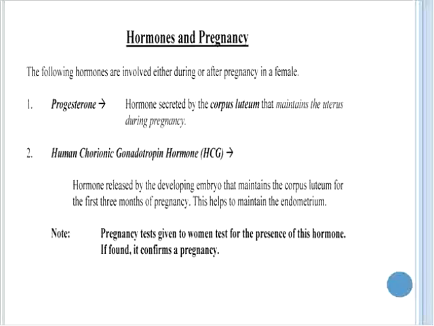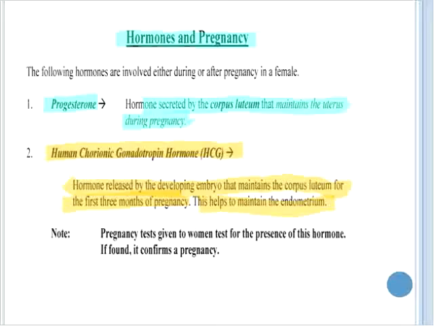Hormones are very much a part of pregnancy. Progesterone is secreted by the corpus luteum. This maintains the uterus during pregnancy. Human chorionic gonadotropin hormone, HCG. This hormone is released by the developing embryo, and it maintains the corpus luteum for the first 3 months of pregnancy. It helps to maintain the endometrium. In fact, HCG is a hormone detected by pregnancy tests. If HCG is positive, it confirms a pregnancy.